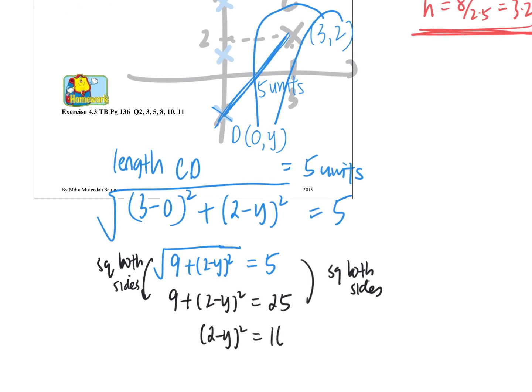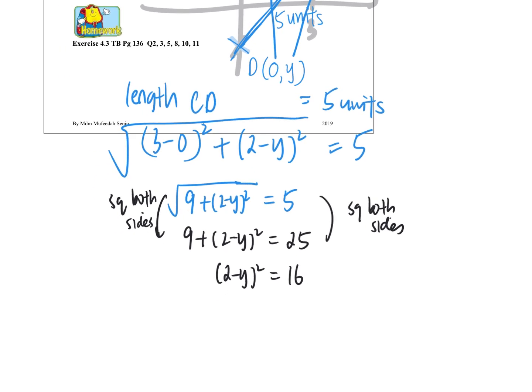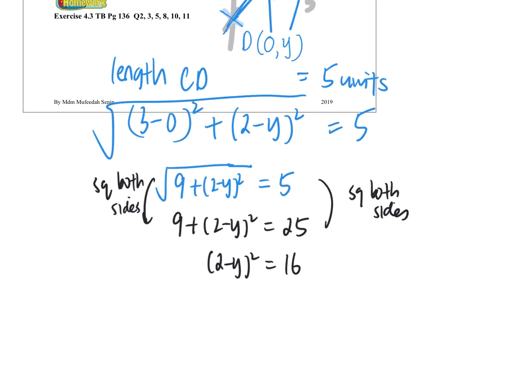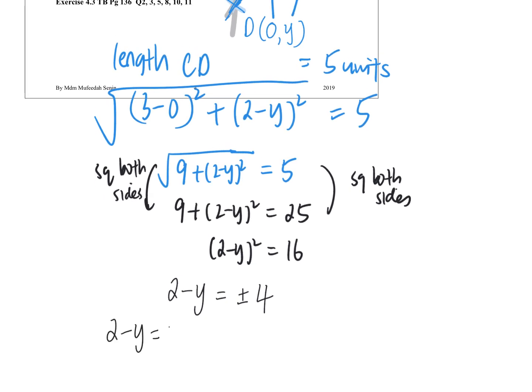Okay, so something square is 16. You take a square root, it can be 4 or negative 4. So let's try to solve it. So y could be 2 minus 4, which is negative 2.